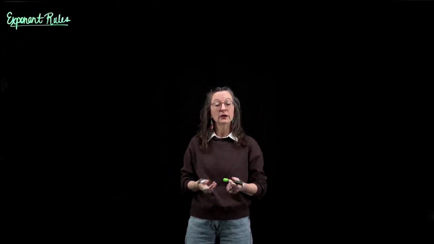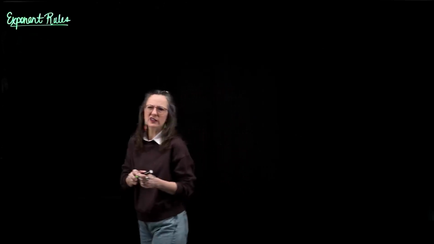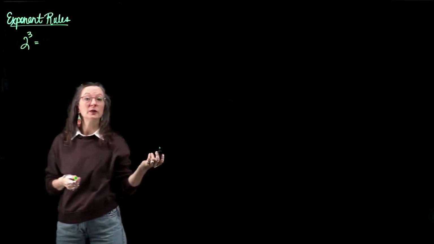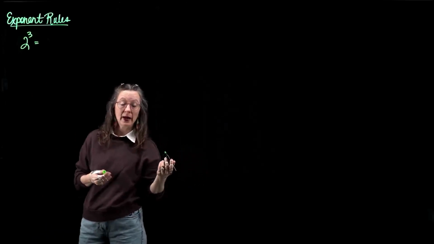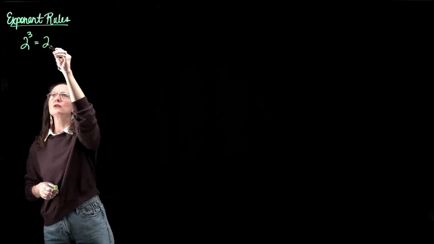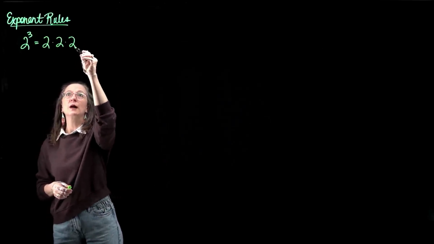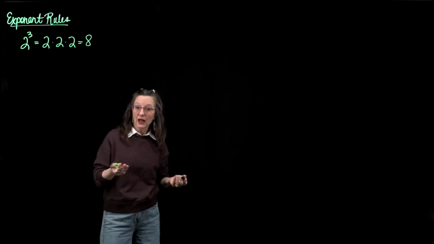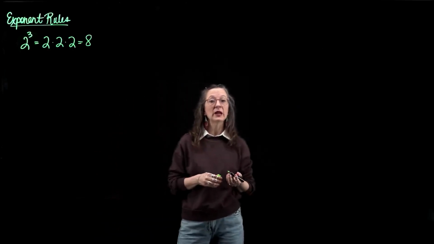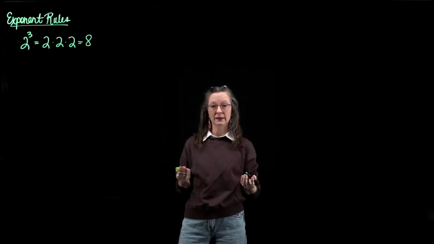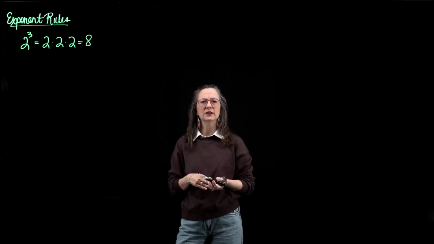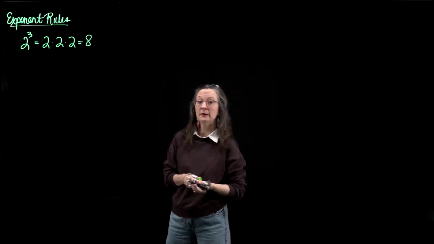Now, in a previous video, we talked about evaluating an exponent when it looks like, maybe, 2 to the third power. So this would be 2 multiplied by itself 3 times. So 2 times 2 times 2, which is equal to 8. Now, that's great, but sometimes we have to get a little bit more complicated than that, and so we have some rules to help us handle it. I'm going to write the rules up here, and then we'll talk about what they mean.